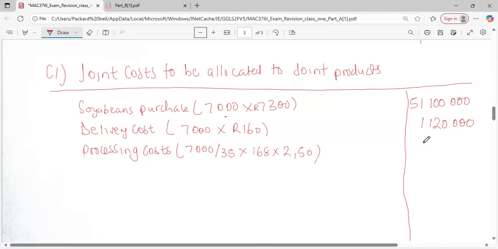84,000. So this is going to be 84,000. Then they say other variable manufacturing cost is 100 per batch. So we need other variable manufacturing cost.